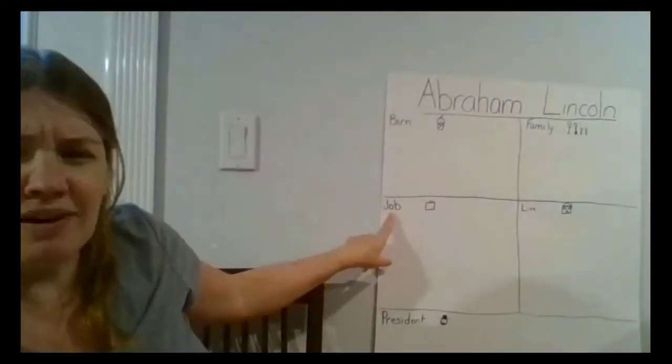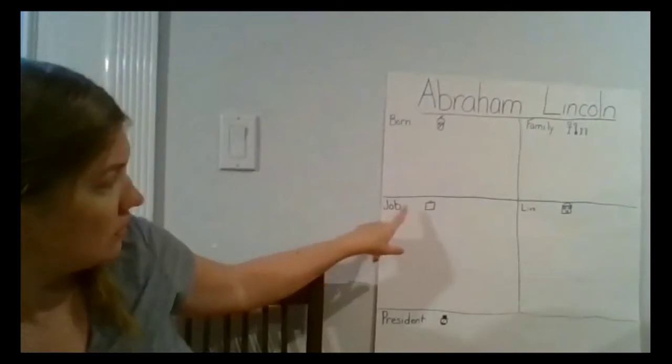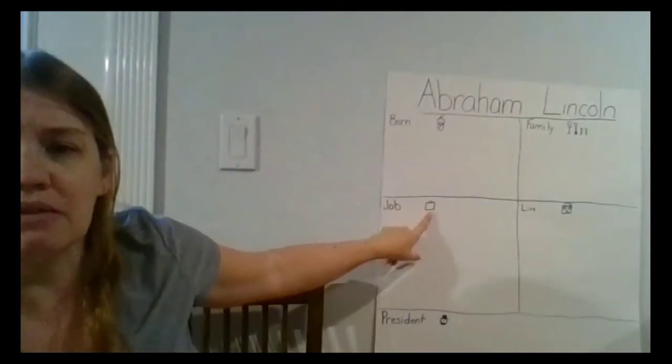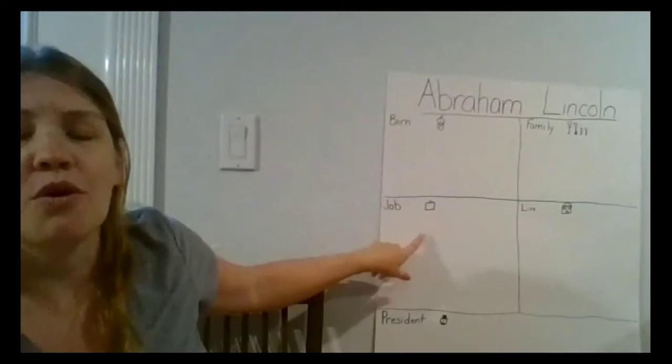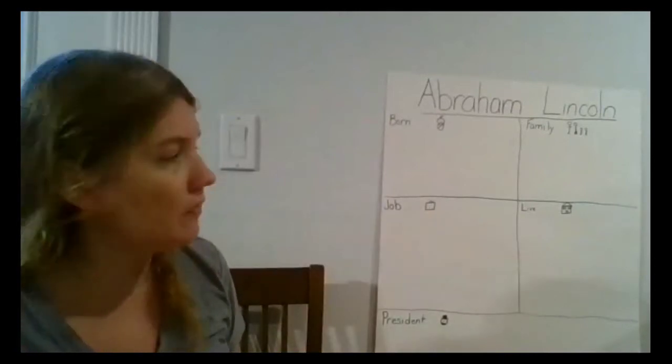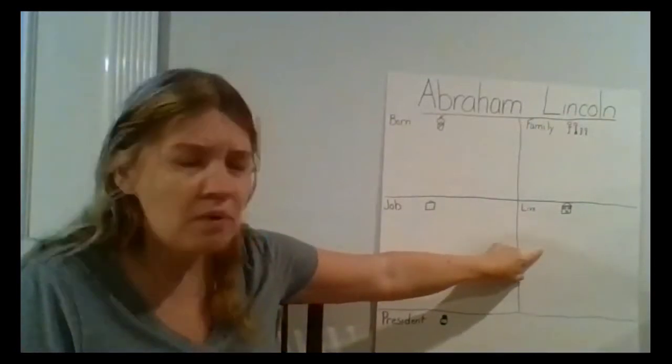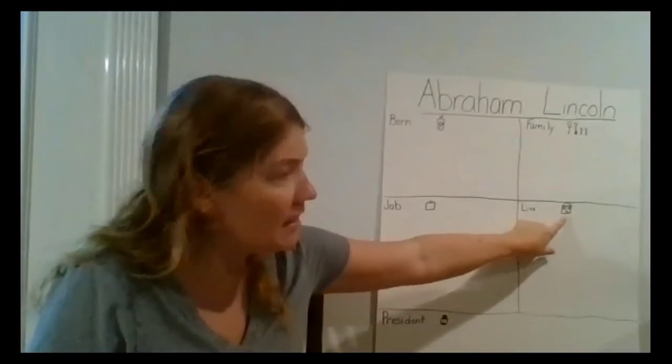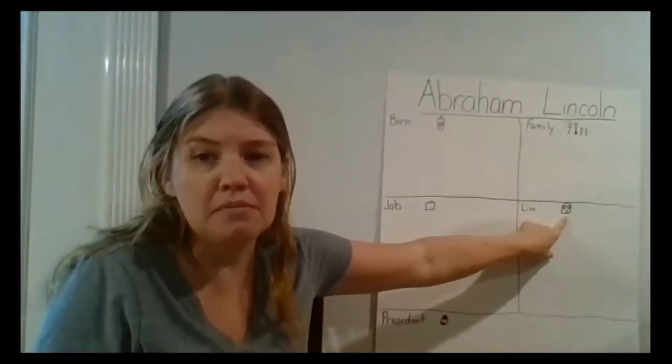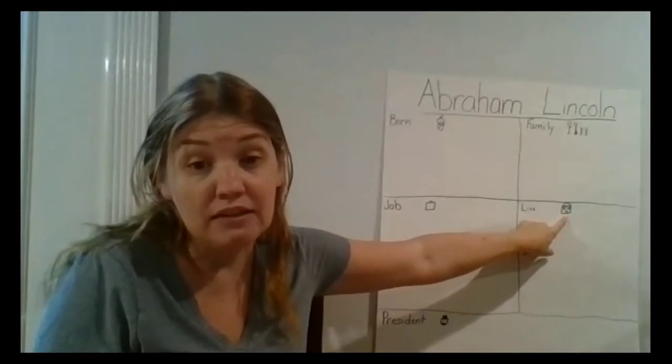Next, we want to know if he had a job before he was president. So I put a little briefcase here to help me remember that this box is for whatever job he might have had. Over here, we want to know where he would live. So you'll see my little house here to remind me that I'm looking for information about where he lived.